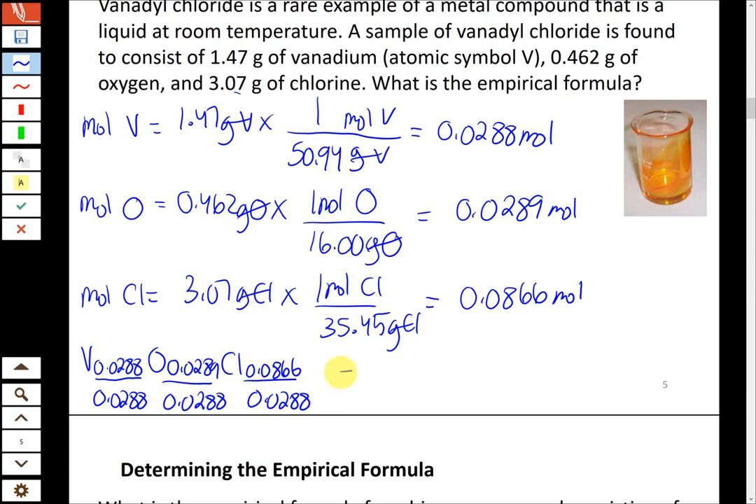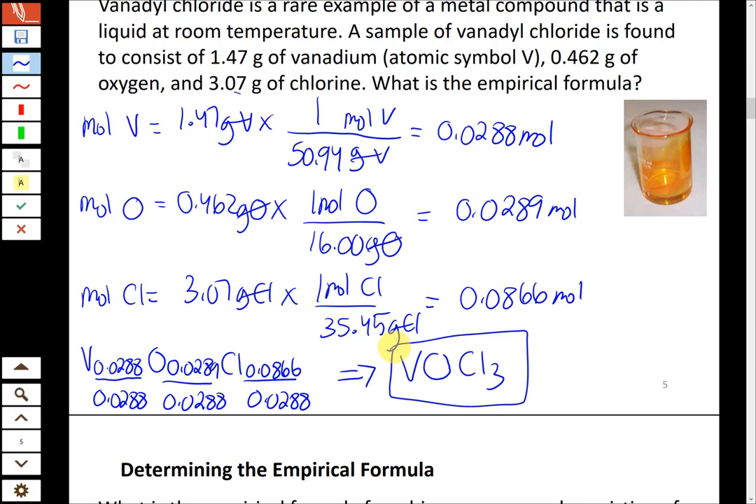And again, it might not come out exactly to whole number ratios, but that's going to be a 1 for V, 0.0288 by itself. 0.0289 divided by 0.0288 is pretty darn close to 1, so it's going to be VO. And then for Cl, that number divided by 0.0288 is very close. I don't know if it's exactly 3, but it's very close to 3. So VOCl3 would be the correct empirical formula, writing those ratios as small whole numbers instead of as decimals as they originally come out. All right, so any questions on that process?